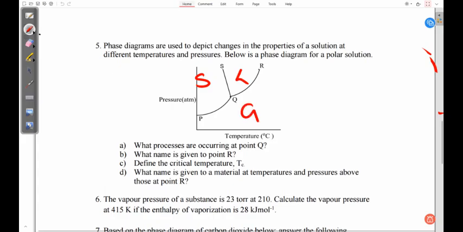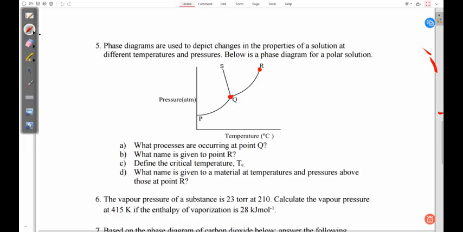Okay, so this point is called the triple point. That's where all the three phases coexist. That point is called the supercritical point. Beyond that point, that's the highest point actually where we can have the presence of a liquid, right? So we understand. So now, what processes are occurring at Q? So I've said this is a point where all the three states, the three phases coexist.